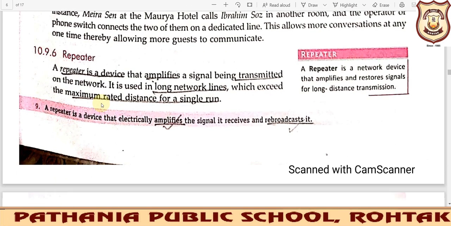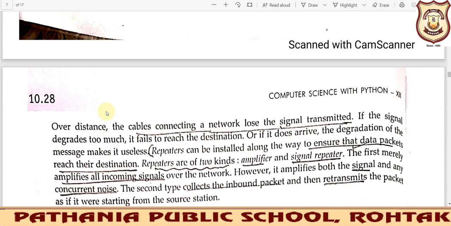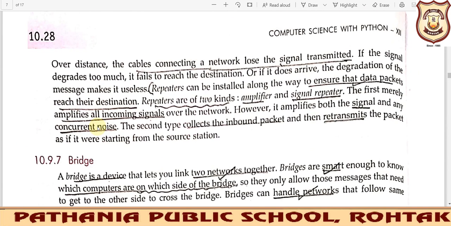Okay, so now what are repeaters? Repeaters are just like amplifiers. They are amplifying the signals. So we can say it is a network device that amplifies and restores the signal for longer distance transmission. Okay, so it is amplifying and then rebroadcasting it, so that we may be able to maintain the quality of the signal for a longer distance, and it removes the noise also, so that the quality must be retained. There are two types of repeaters, one is amplifier and second is signal repeater.